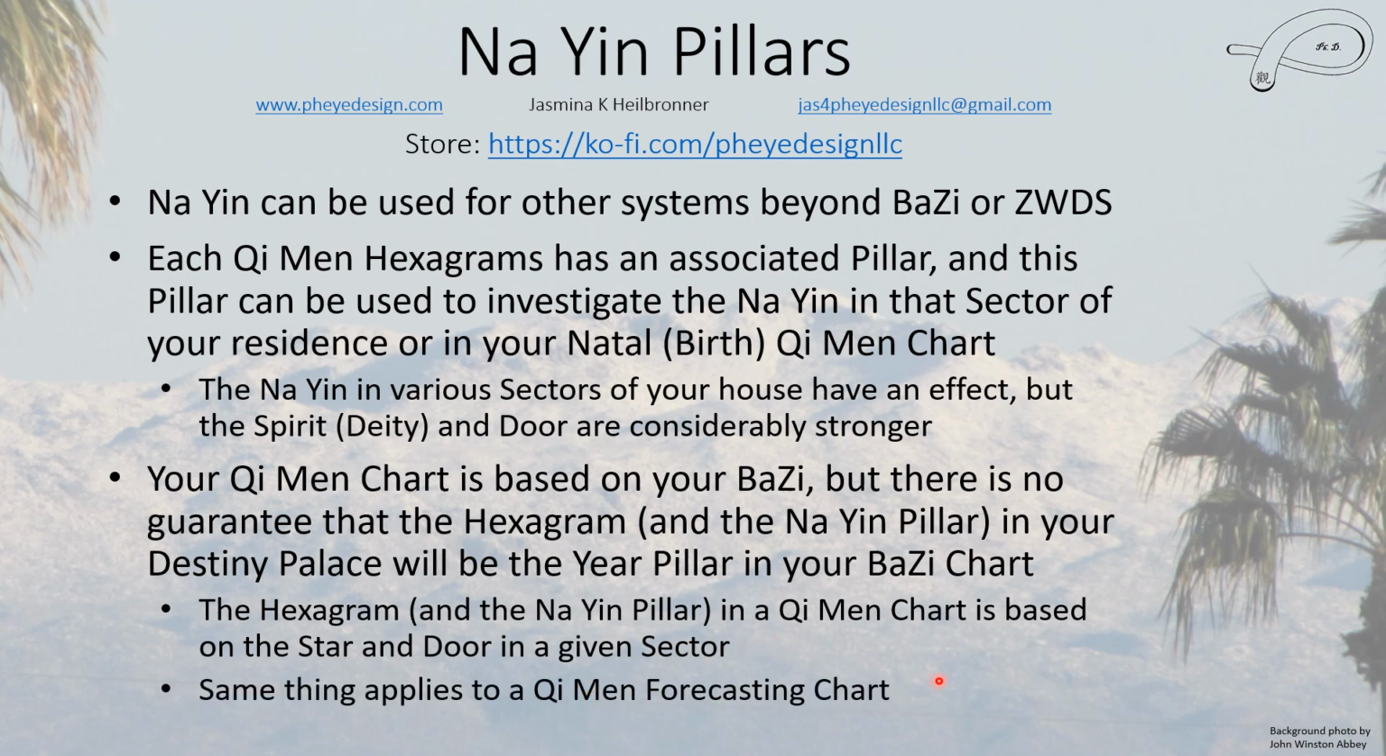Now, the same thing will apply to a Chiman forecasting chart. So you can use this to add a little bit of extra flavor to a forecast reading or to your general personality. I mean, this can help someone who maybe lacks water. If they have a water Na Yin, they can be more flexible. So this is still a good thing to look at, even in your destiny or your natal Batsa chart. And you can also look in your house. But again, these two aren't as strong as everything else in these charts, but it isn't something that you necessarily should ignore. It might explain some things.